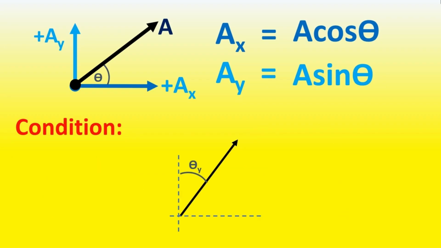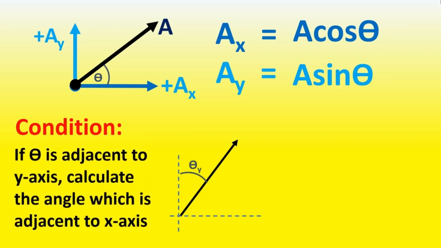If the given angle is adjacent to the y-axis, we should first compute the angle that is adjacent to the x-axis. We do this by subtracting the given angle from 90 degrees. So theta x is equal to 90 degrees minus theta y.